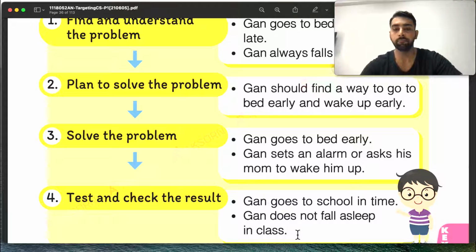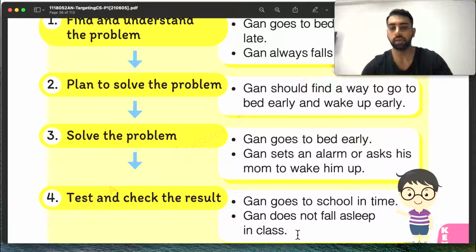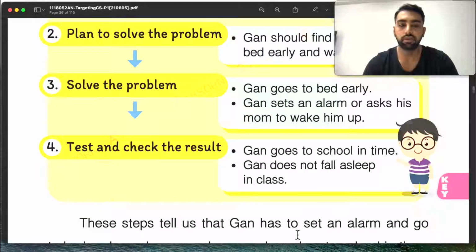As you can see, we find the problem, then we plan, then we solve it, and then we test it. So number 1 is find, number 2 is plan, number 3 is solve, number 4 is test the result. I hope you understood. Alright, let's see.